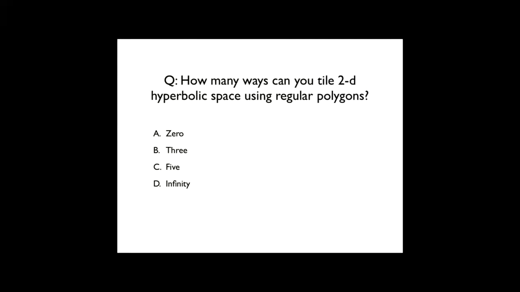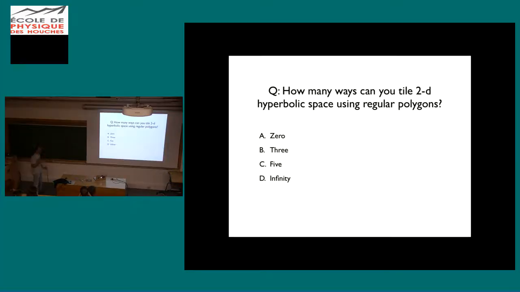Okay, so now I ask the question, okay, how many ways can you tile 2D hyperbolic space using regular polygons? Neil? Infinity, correct. And why is that correct? That's right. It has to be less than 1/2, which implies an infinite number of ways that you can do this.